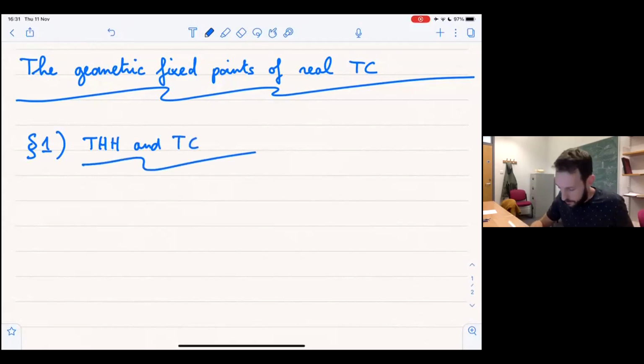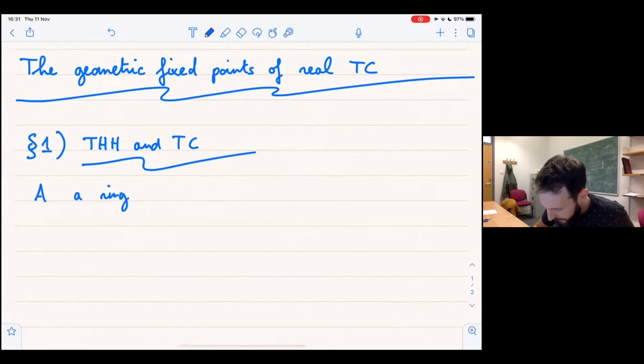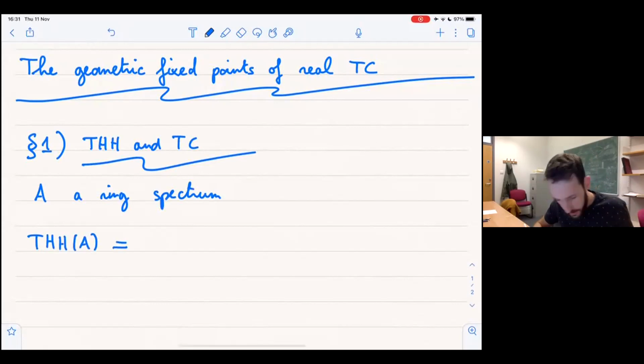So what's this about? We start with a ring spectrum. Let's call it A, and you want to define some other spectrum out of it. Let's call it THH. As a spectrum, you can take A and look at it as an A-A bimodule, and then you can tensor it with itself over A tensor A. And now here, you get a spectrum.